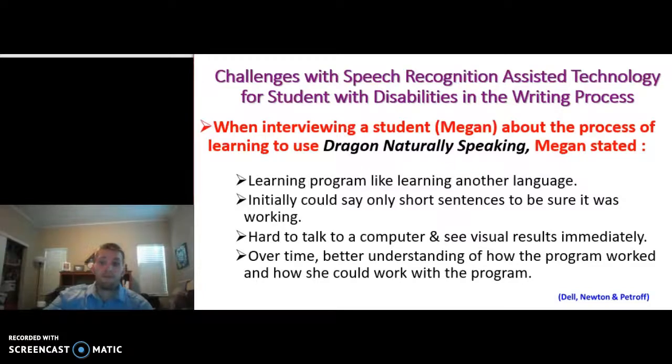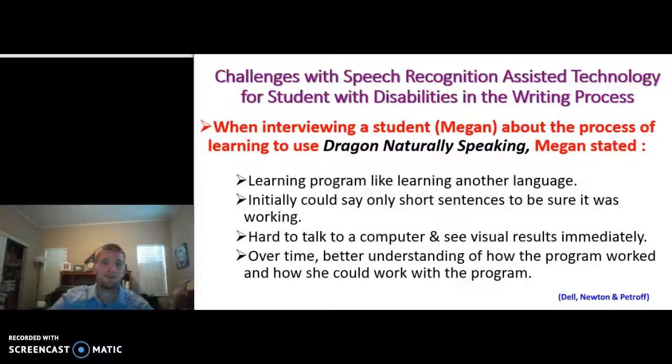When interviewing a student, Megan, from our textbook, about the process of learning to use Dragon Naturally Speaking, Megan stated learning the program was like learning a second language. Initially, it was hard for her to even get short sentences and make sure the program was working. And it was hard to see herself talk into the computer and see instant results.